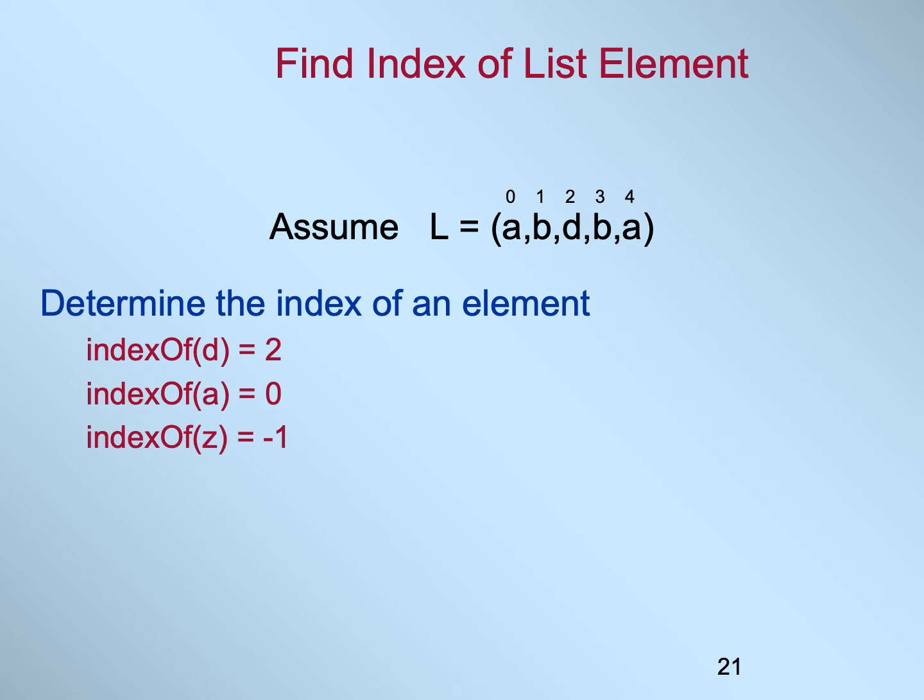If we try to find the index of an element that does not exist, it will give us -1. -1 is an invalid index, used when the element does not exist. When we write indexOf Z, it does not give us an error. It will always print out -1.